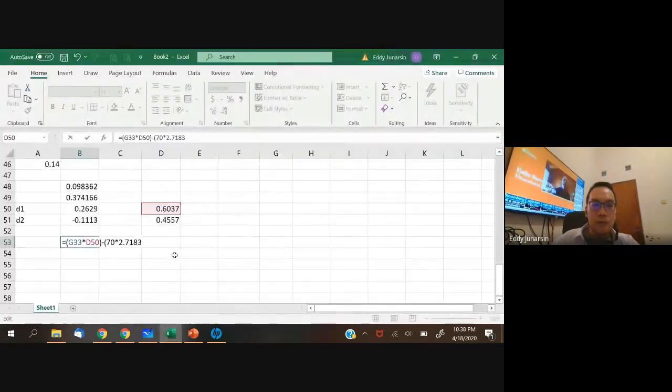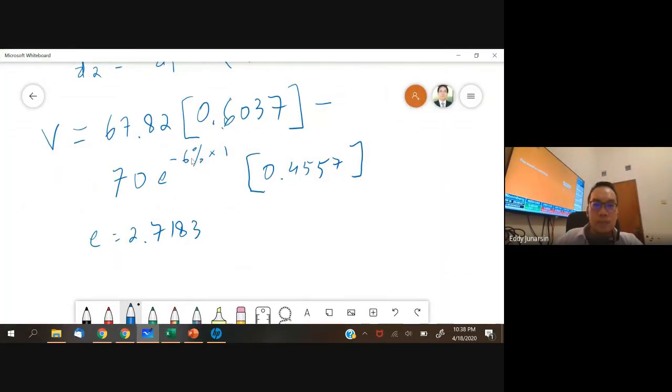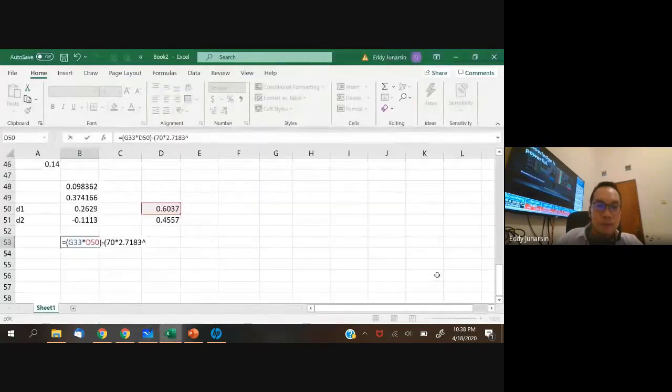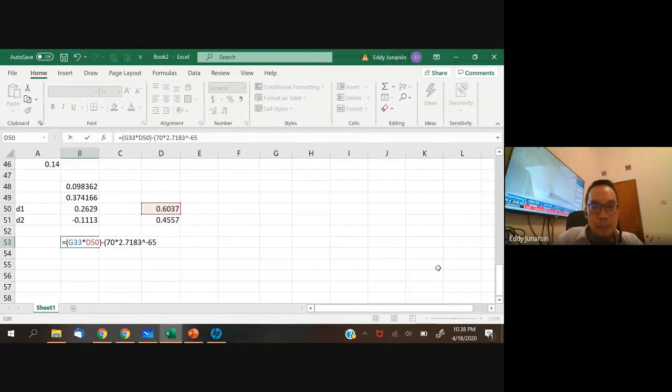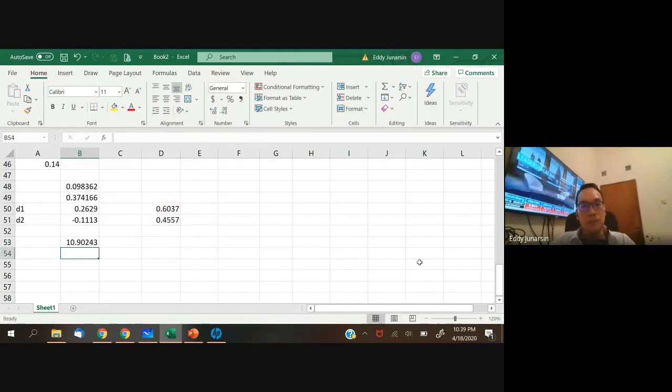2.7183, to the power of, carefully, minus 6% times 1. Of course, anything multiplied by 1 would be the same thing. So to the power of minus 6%. And then multiplied by the cumulative distribution function of D2, right here. To make sure, we add two brackets.